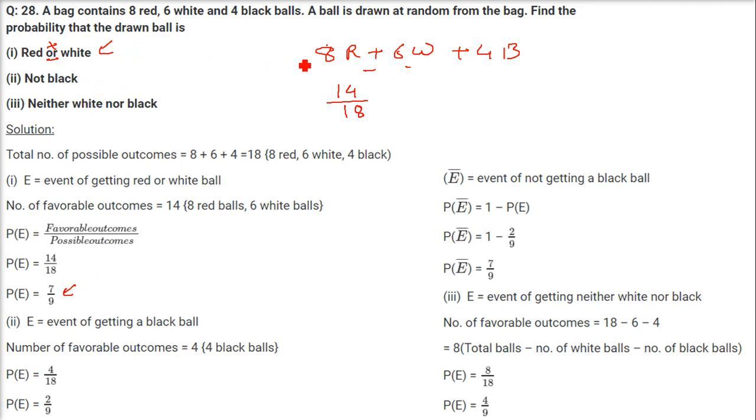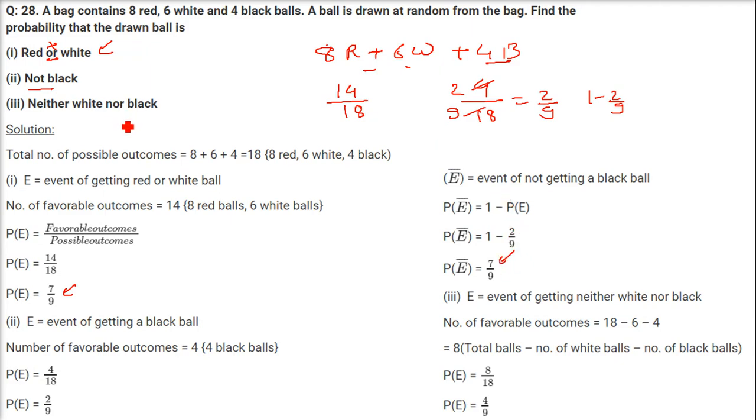Not black. Again, let us come to the black one. First find out the black one. How many blacks are there? 4. So 4 is the number of favorable cases for getting a black. And the total number of cases is 18. 4 by 18 is 2 by 9. 2 9s are 18. 2 by 9 is the probability of getting a black. But we are being asked about not black. So we have to subtract it from 1. 1 minus 2 by 9, which is going to be 7 by 9, is the probability of not getting a black.